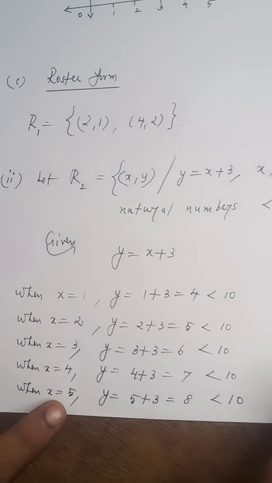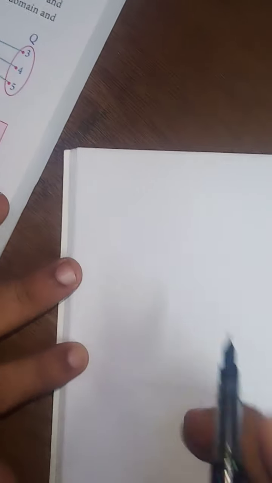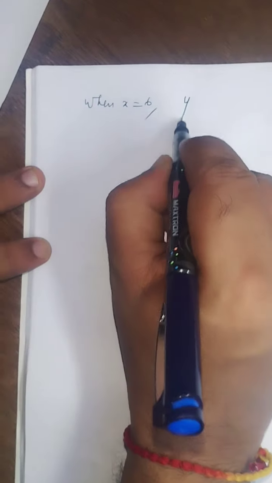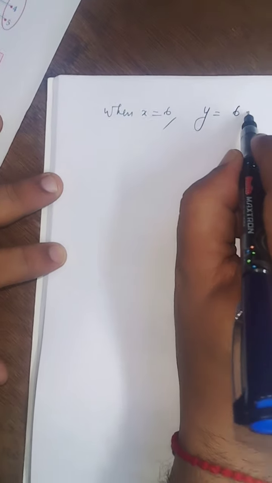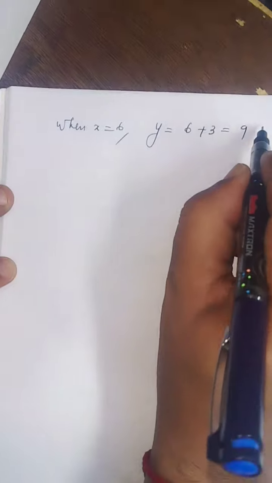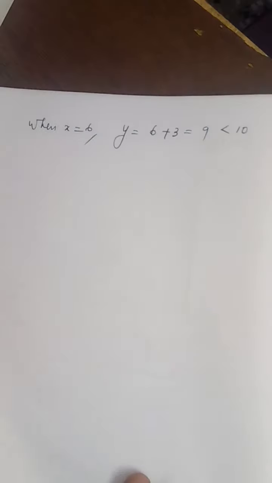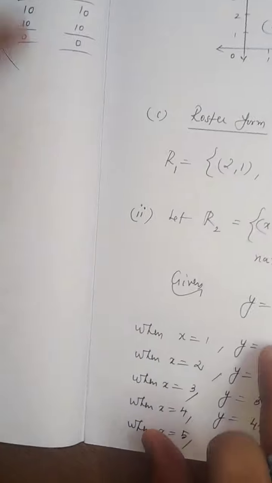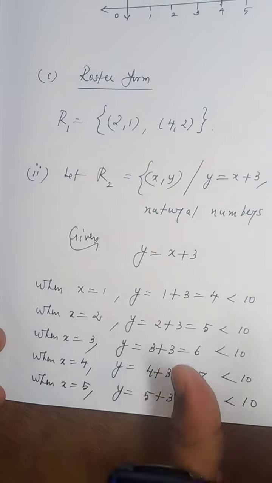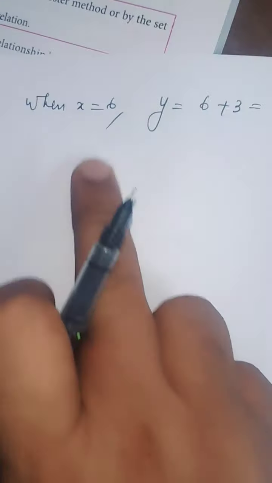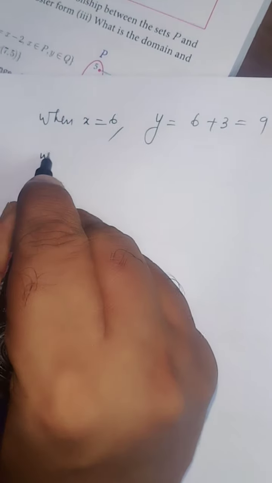Next natural number, 6. When x equals 6, I am going to calculate y. y is equal to 6 plus 3, 9, which is less than 10. Correct? 6 plus 3, 9, 9 is less than 10. Next to 6, what is the number? 7.